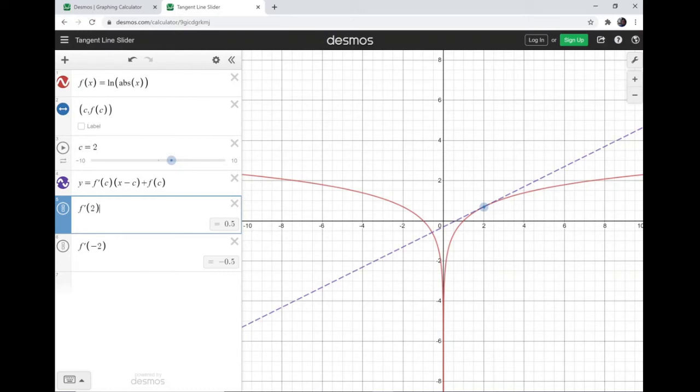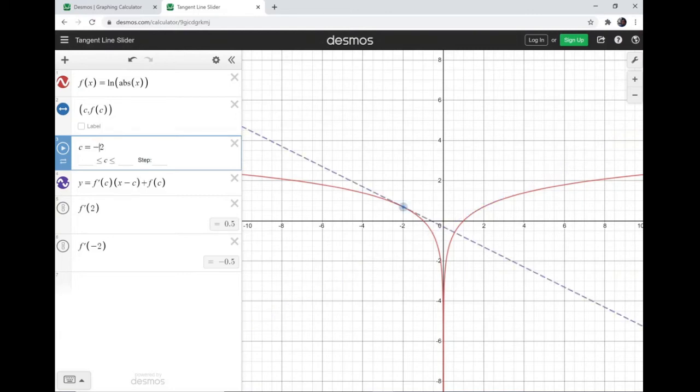And let's plot some slopes and think about it. So I checked to see what the derivative was at 2, and I got a half. Well, what about at negative 2? Well, I get a negative half. So basically up here, if I change this from a positive 2 to a negative 2, you'll be able to see the slope. There it is. Positive, negative, positive, negative. So it turns out the derivative of the natural log of the absolute value of x is 1 over x.